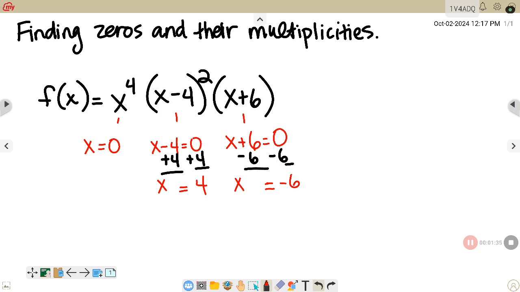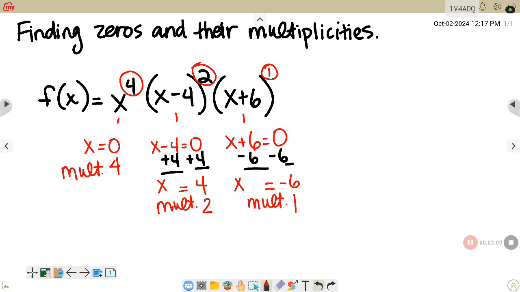Now, the multiplicity is what this number is, the multiplicity of the factor. So this one here, the one that came up as x equals 0, has multiplicity of 4. The next zero, which is x equals 4, has multiplicity 2. And the last one, since I don't see its exponent, it's automatically a 1, which means it has multiplicity of 1. So what that means about the graph, the multiplicity rules.